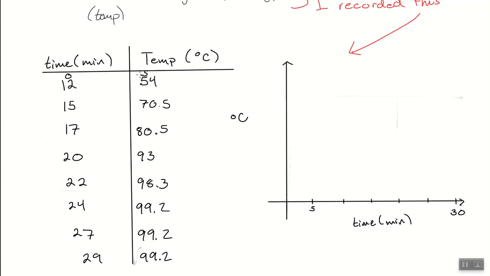And then it goes to 70, and then to 80, then to 93, and 98, and 99, and 99, and 99, and 99. I probably just need to go from 0, including 5, all the way up to what temperature? What's the hottest my water gets?